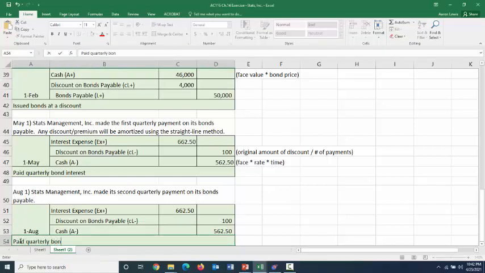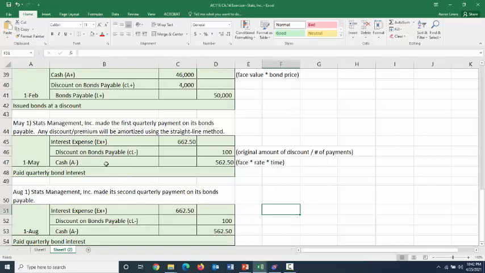when we paid quarterly bond interest. And you may notice this journal entry is exactly to a T the same as the one that we recorded on May 1st. And that should be true. If you are making payments on a bond and you are using straight line amortization to remove any discount or premium from that bond, your journal entry is going to be exactly the same each and every time you pay interest. Why is that? Because none of your inputs change.